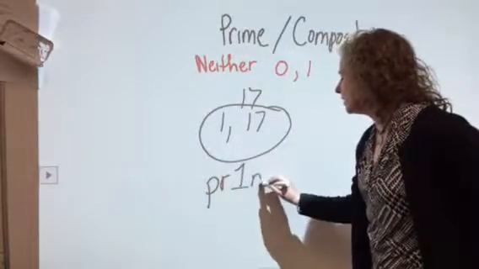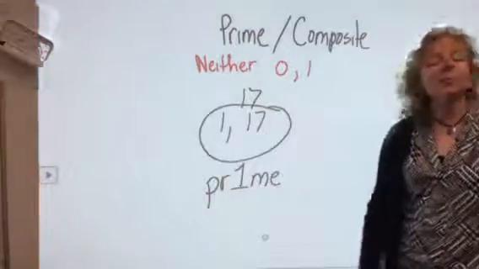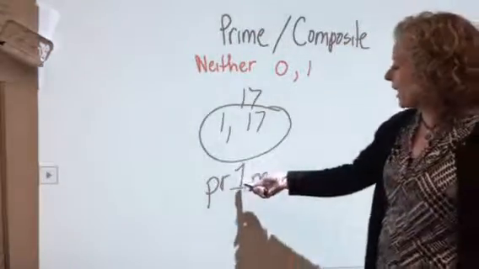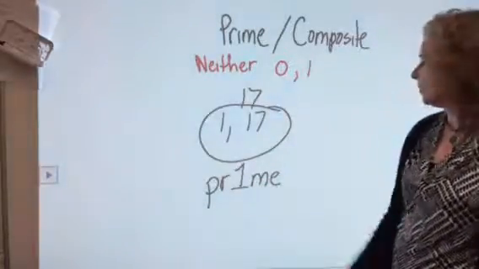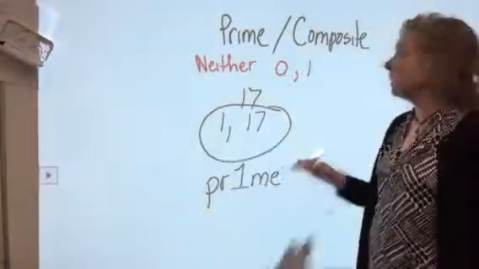so that makes this a prime number. I told you before that in my brain, the way I remember it, if the factors are 1 and itself, I just change that i in prime into a 1. Then I'm like, oh, it's a prime number.